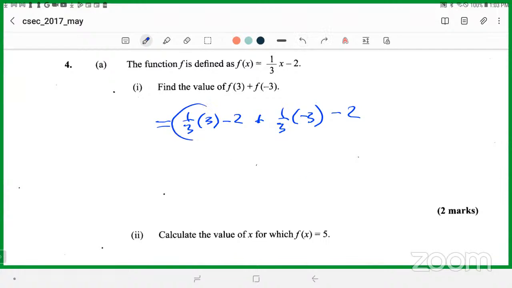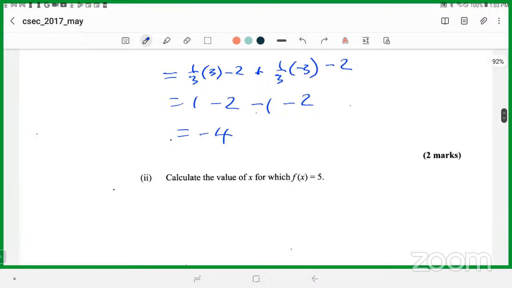If you want to work it out, this is 1. Minus 2 is minus 1 now, but this becomes a minus 1. So it's plus minus, which is minus 1. And then this minus 2. So this 1 and this minus 1 wipe out each other. And then minus 2 and minus 2 is -4. Answer is -4. So, 2 marks for that.